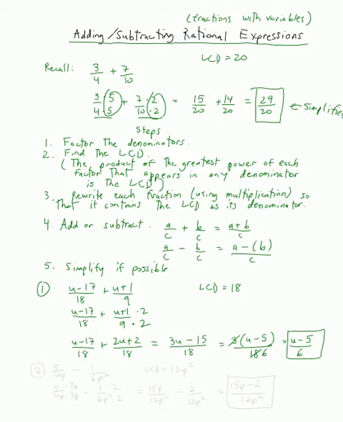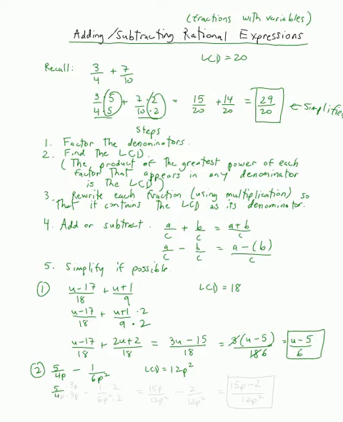Alright, let's try another one. We're going to do 5 over 4p minus 1 over 6p squared. So let's look at the numbers first. We have a 4 and a 6, so we know the LCD is going to have a 12. And then we look at p and p squared. But remember up there it says the greatest power of each factor, so we need the p squared.